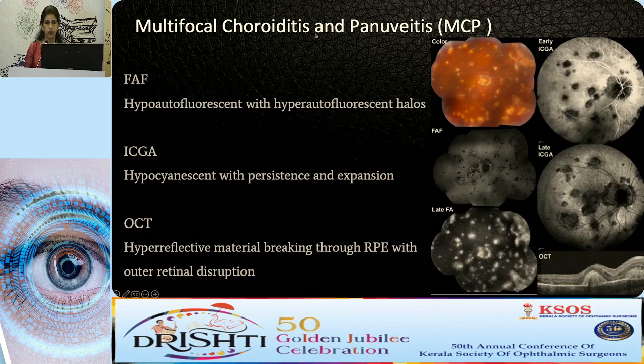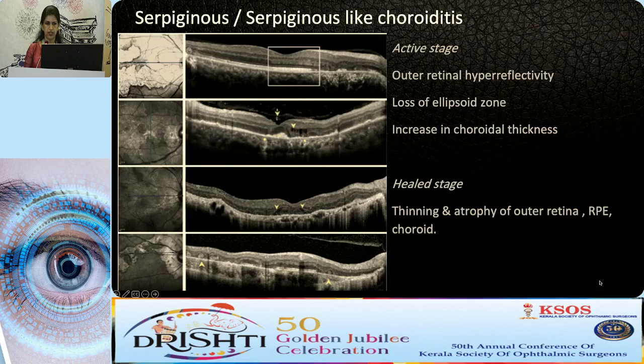In multifocal choroiditis spectrum, the FAF will give you hypoautofluorescent lesions with a hyperfluorescent halo. On ICG angiography, you can confirm it with hypocyanescent lesions which persist and expand into the late phase. On OCT, you have hyperreflective material breaking through the RPE with outer retinal disruption.